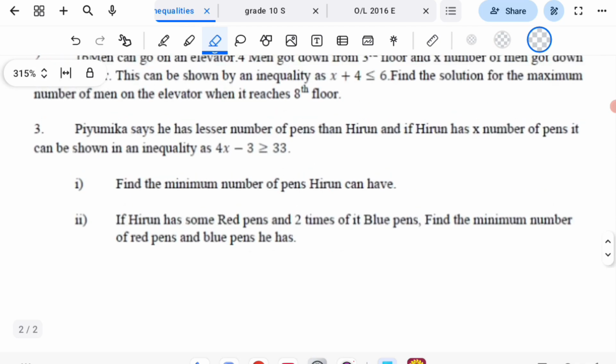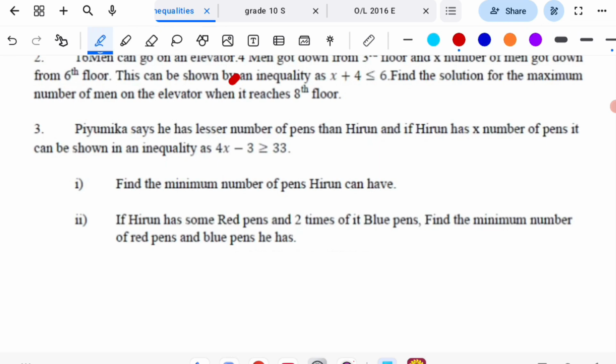Then question number 3. Fumika says he has lesser number of pens than Hirun. And if Hirun has x number of pens, it can be shown in an inequality 4x minus 3 greater than or equal to 33. Find the maximum number of pens Hirun can have.